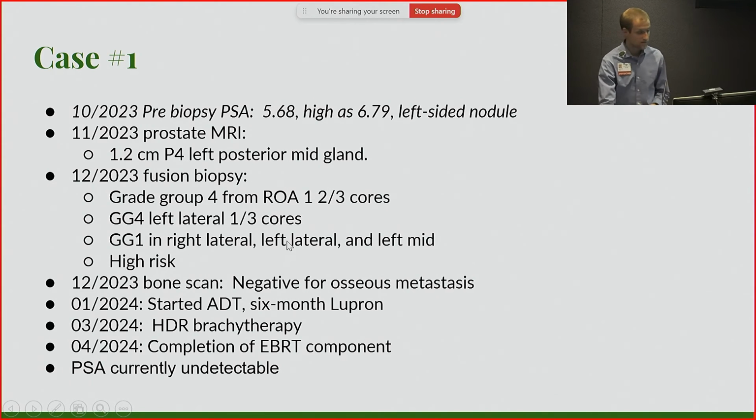So we took him after the prostate MRI showed a 1.2 centimeter PI-RADS 4 lesion in the left posterior midgland, essentially exactly where his nodule was. So we took him for a fusion biopsy. He had grade group 4 in the region of interest in 2 of his 3 cores. He had grade group 4 in the left lateral systematic biopsies.